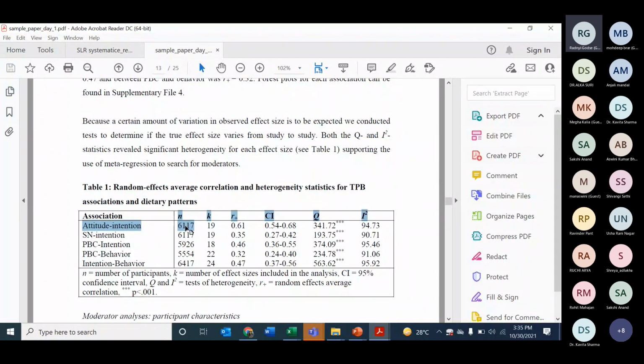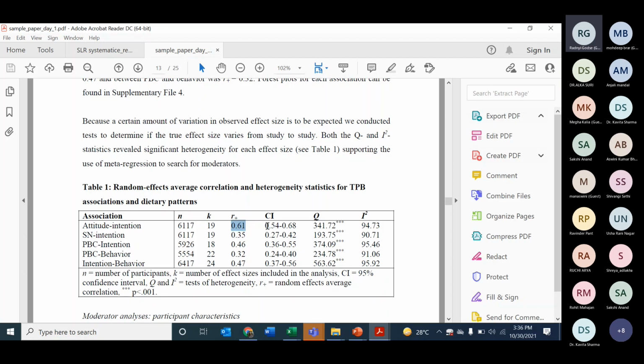So N means, for this particular bivariate relationship, the total sample size of all the papers I had. In this case, I had 7 papers. K means the number of papers, so the number of papers for him in this one relationship of attitude and intention that he found were 19. In my case, they were 7. R plus means the consolidated combined effect size. In his paper, for attitude and intention, it came out to be 0.61. In our Excel sheet, it came out to be 0.33.